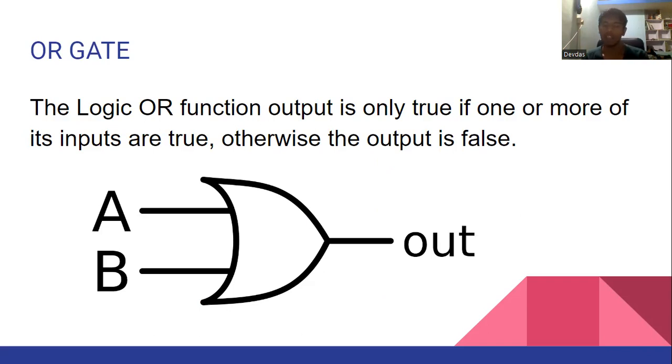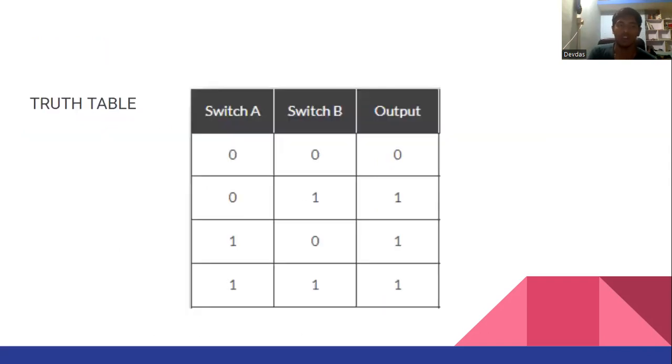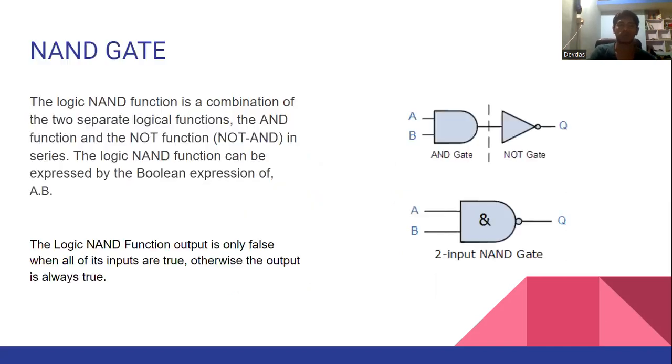Let's say in A and B, if either or even one of the inputs is true, we get the output as true. In the truth table, as you see, only in the first row where both inputs are 0, that's the only case we get the output as 0. In the rest of the three cases, we see one or both inputs are 1. That's the reason we get the output as true in the other three cases.